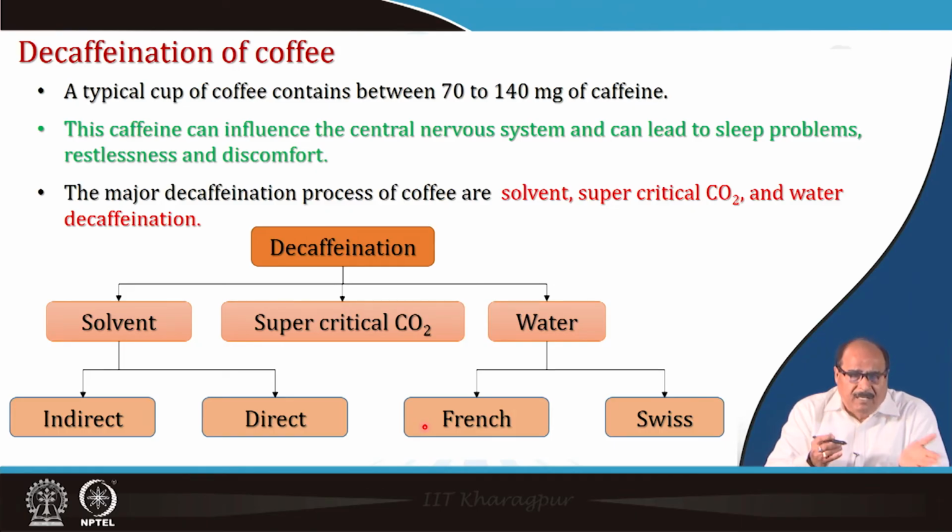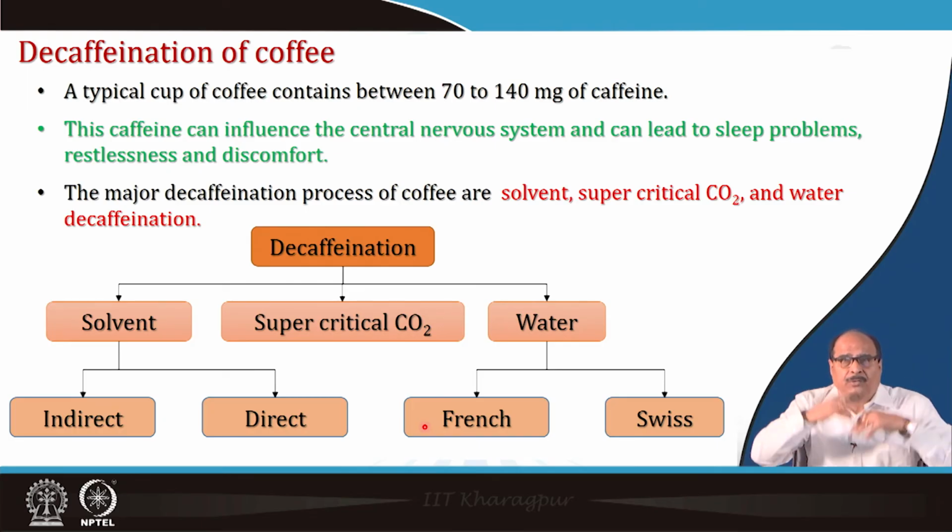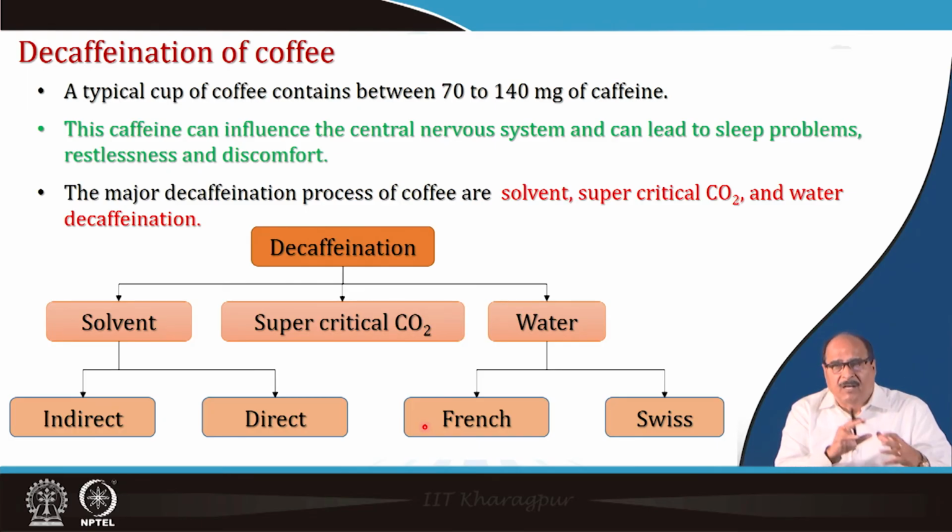In fact, as you have seen in the last slide, both instant coffees as well as regular coffees contain a significant amount of caffeine, ranging from 70 to 140 milligrams of caffeine per cup. And if you take 4 to 5 cups of coffee per day, you can imagine how much caffeine you are consuming, and this caffeine goes on accumulating in the body.